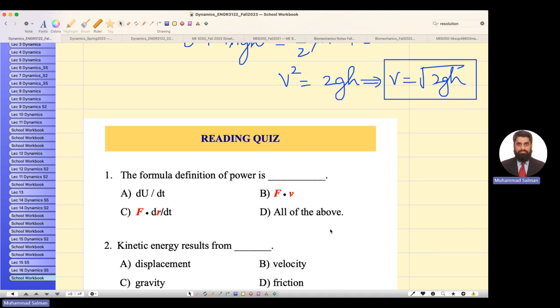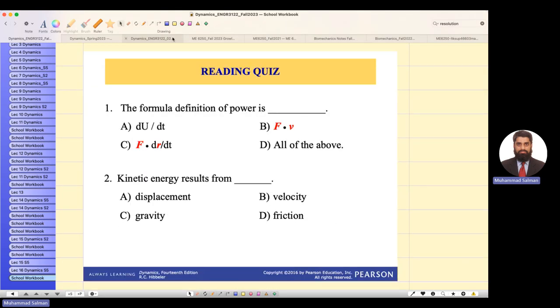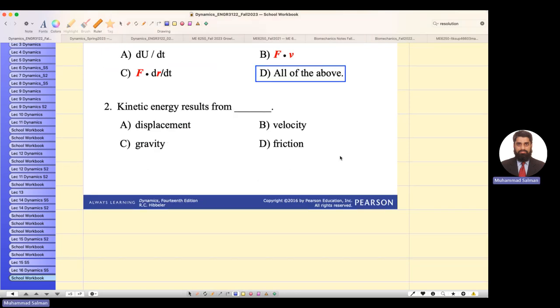You agree? So now this is the fundamental thing. If you understand this quiz, it will increase your concept level to the next stage. So now let me write it down here. D is the answer. How about second quiz question? Can you answer? Yes, that is correct. The kinetic energy comes from the velocity. If the body is moving, it possesses kinetic energy, and that motion has the velocity. If the velocity is zero, the body is not moving, it is at rest.